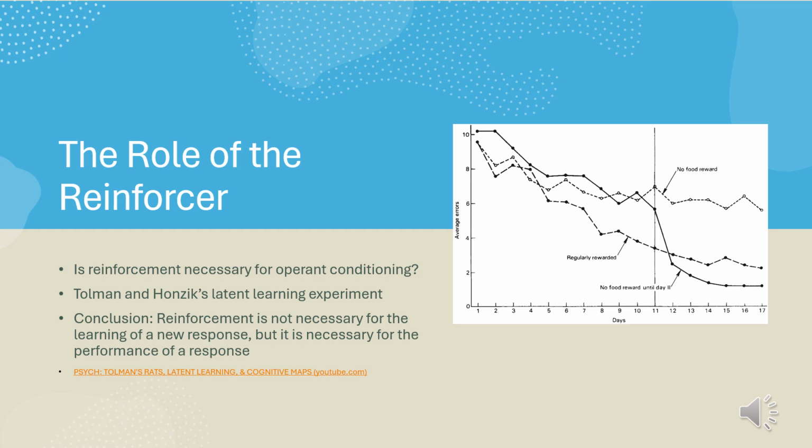So to go over Tolman and Honzik's latent learning experiment, this was a pretty famous, well-known experiment that was done in the 1930s. They demonstrated that reinforcement is not strictly necessary for learning, but it's crucial for the performance of a learned behavior.